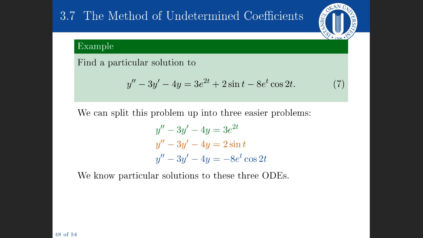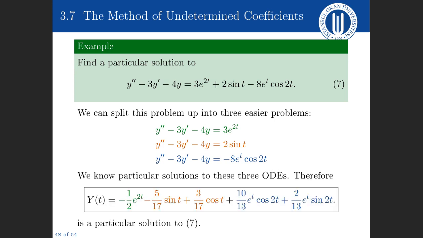We can split this problem up into three easier problems. A green equation, an orange equation, and a blue equation. But we've already solved these. We already know particular solutions to all of these three differential equations. So a particular solution to equation 7 must just be the sum of these three particular solutions.